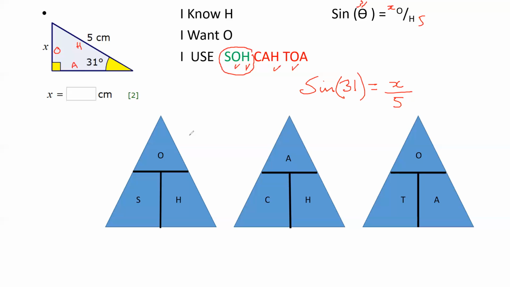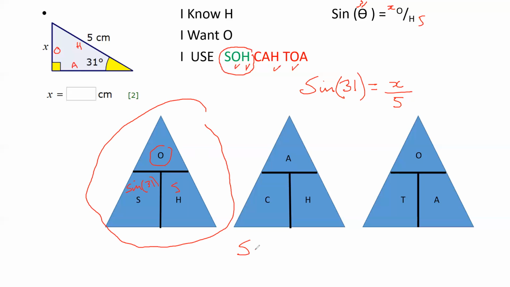Or we can use our magic triangles, and we're going to use this one. So the one we want's O, and to find O, it's just simply this times that. And that's going to be sine 31. And that's going to be 5. So all you've got to put in your calculator is sine 31 times 5. And what we'll do now is just show you the last one, which is where we're going to use a TOA one.